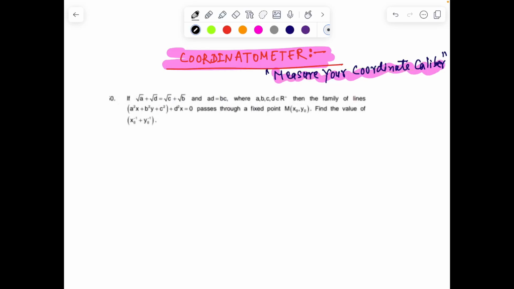Good morning all, and here is coordinatometer for you, and let's measure your coordinate caliber. Here we go. We have 5 questions and 5 minutes for you.